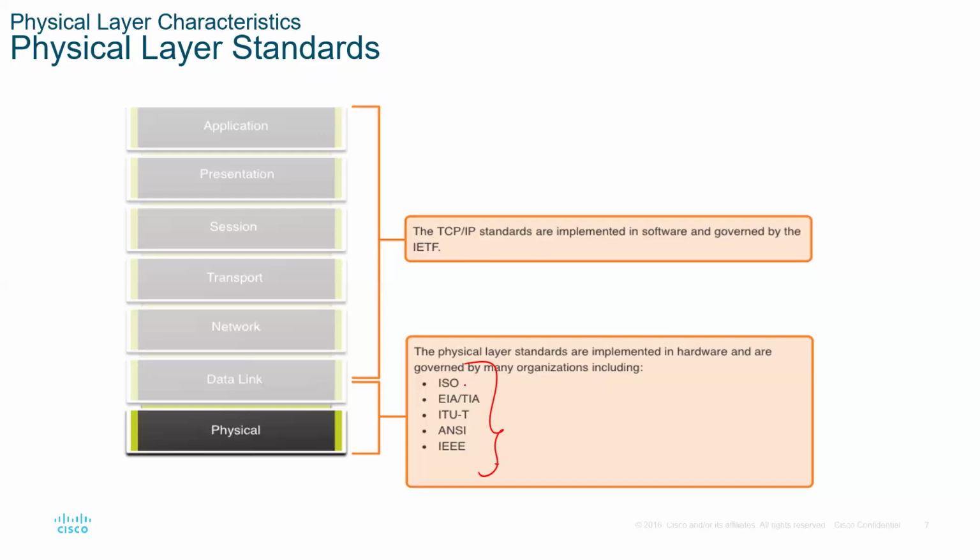ISO, for example, the basic thing, I know ISO by inventing the OSI model. ISO is the organization which developed the OSI model. Then EIA/TIA is the organization responsible for developing standards for cabling, the type of cables that we use, which is characterized by the capacity of those cables. So the EIA/TIA organization is responsible for those standards.